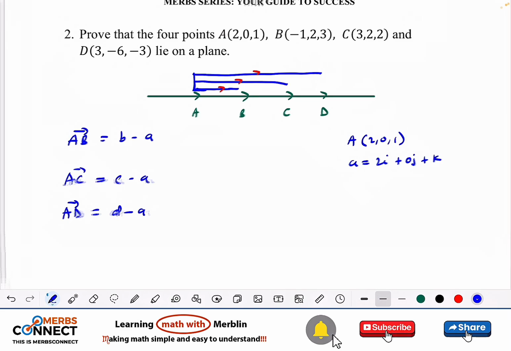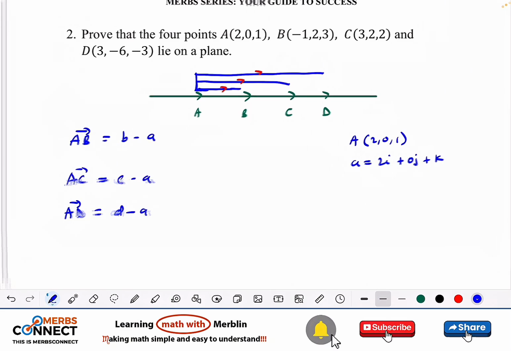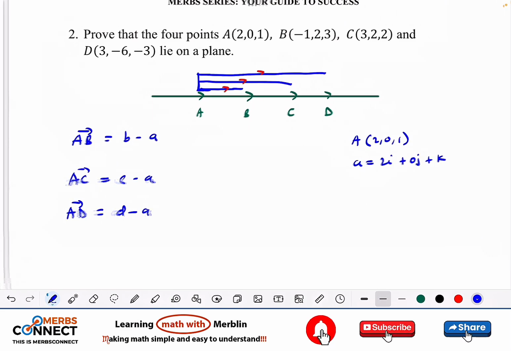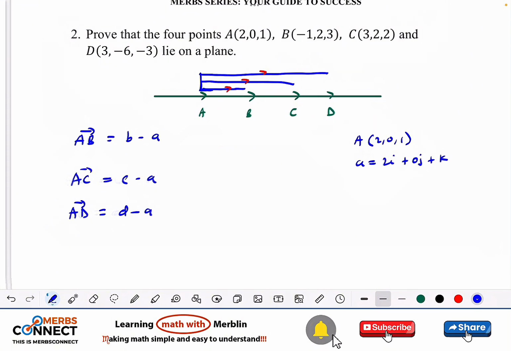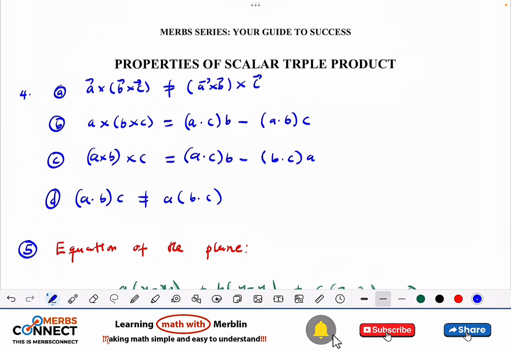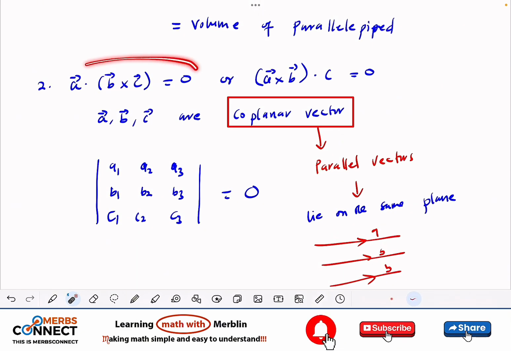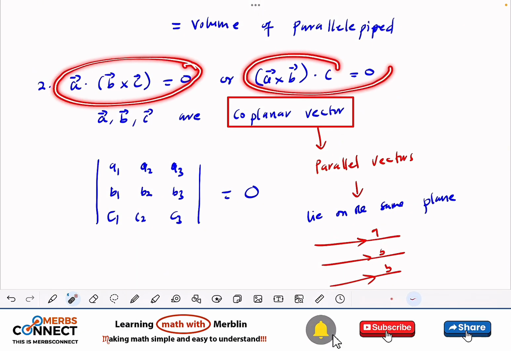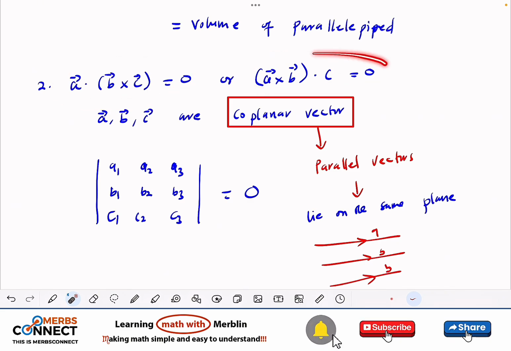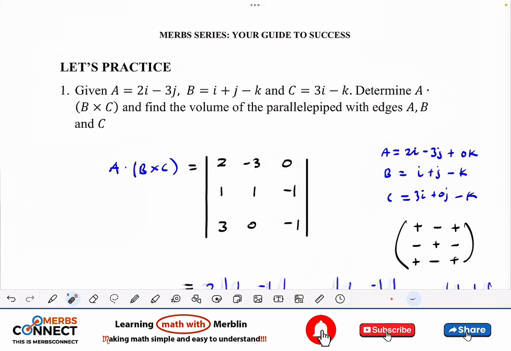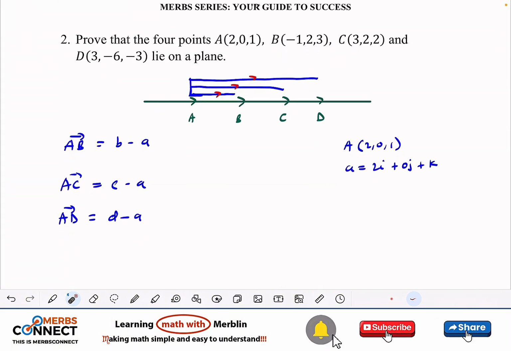So we need to look for all of them, and then when we finish, we check and see if it's going to be 0. Anytime we want to check for coplanar, we need to check this to be 0 and this to be 0. Instead of saying or, let me say and. Good. So and means that we need to check that this is 0 and this is also 0. Right. So let's finish it up.